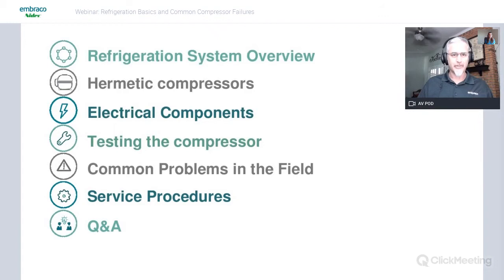This is a little overview of the things we're going to go over. We're going to go over a basic refrigeration system overview. Talk a little bit about hermetic compressors and the electrical components on those compressors, how to test those compressors, some common problems you might see in the field, service procedures, and a little Q&A at the end. If anyone doesn't get their questions answered at the end, understand that we will try to answer them through email later in the week.